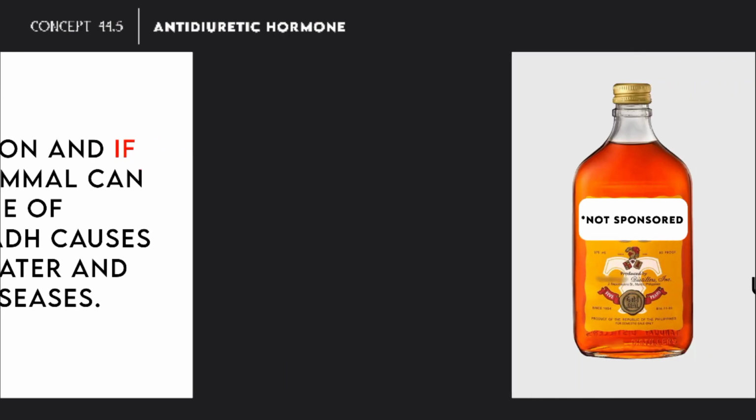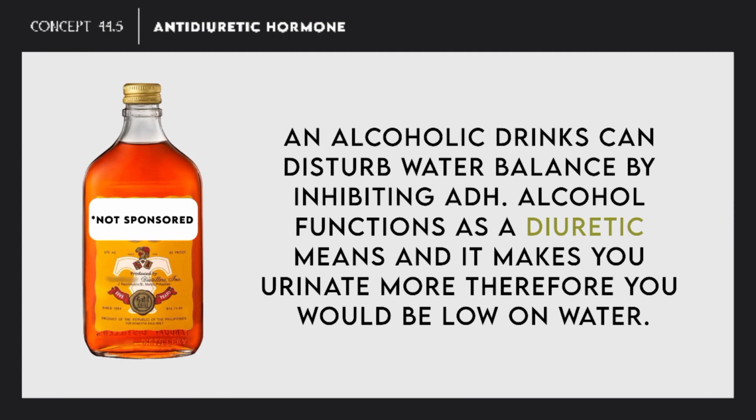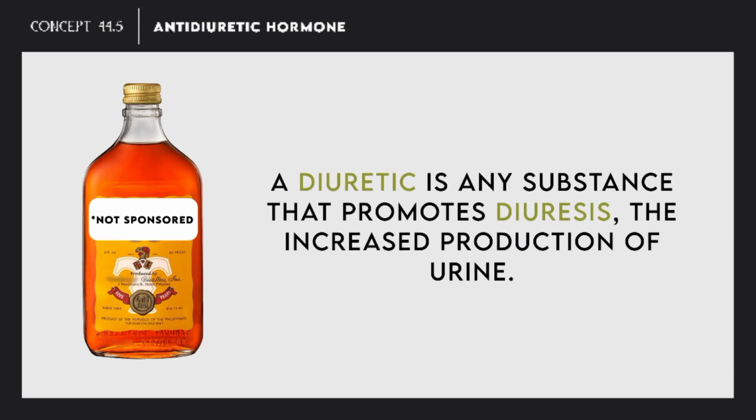And by the way, even without genetic changes, certain substances can alter the regulation of blood osmolarity. For example, an alcoholic drink can disturb water balance by inhibiting ADH. Alcohol functions as a diuretic, which means it makes you urinate more. Therefore, you would be low on water. Therefore, you would be dehydrated. A diuretic is any substance that promotes diuresis, the increased production of urine. And vasopressin is supposed to oppose this because it is an antidiuretic hormone.